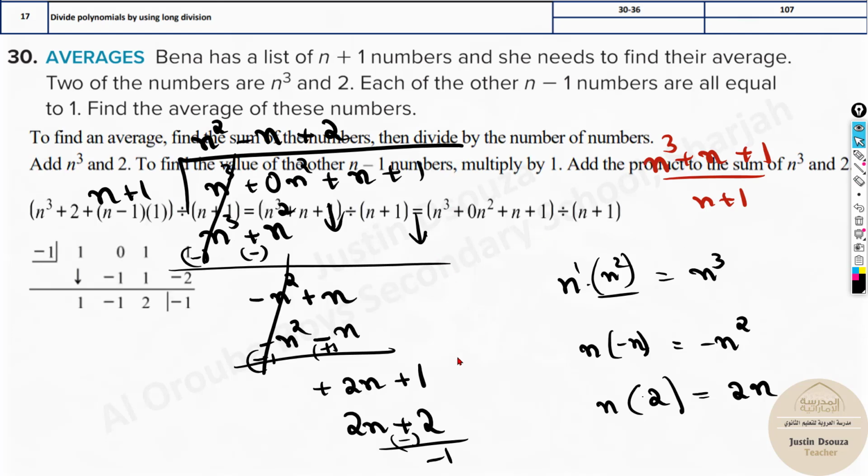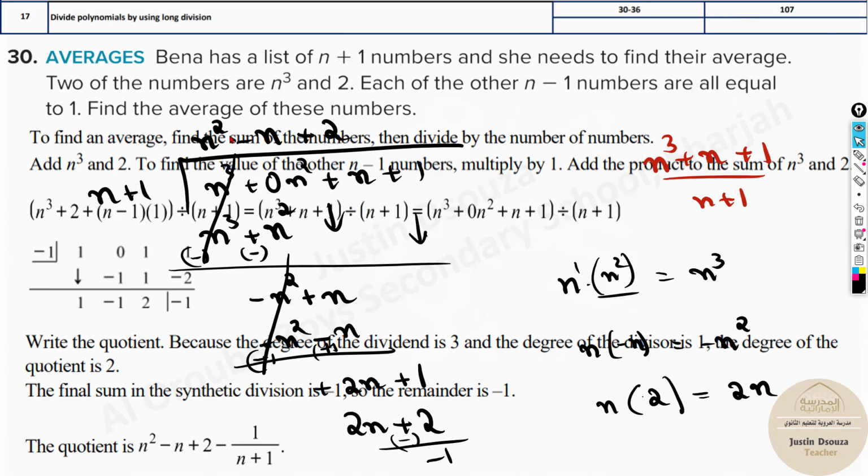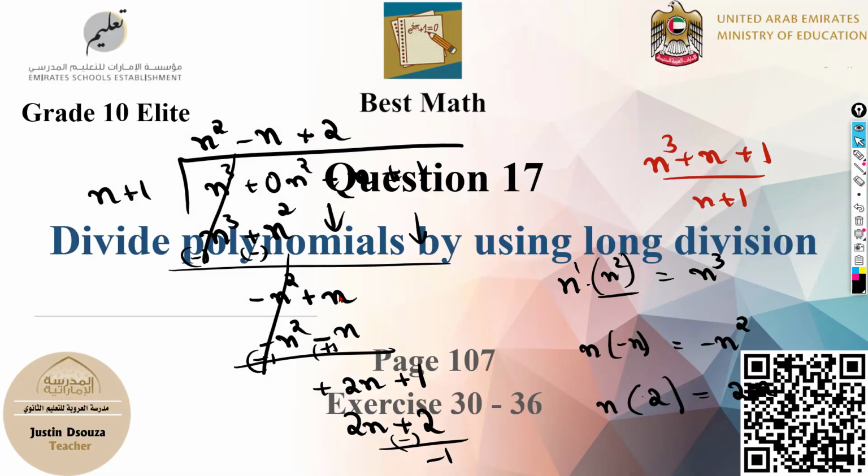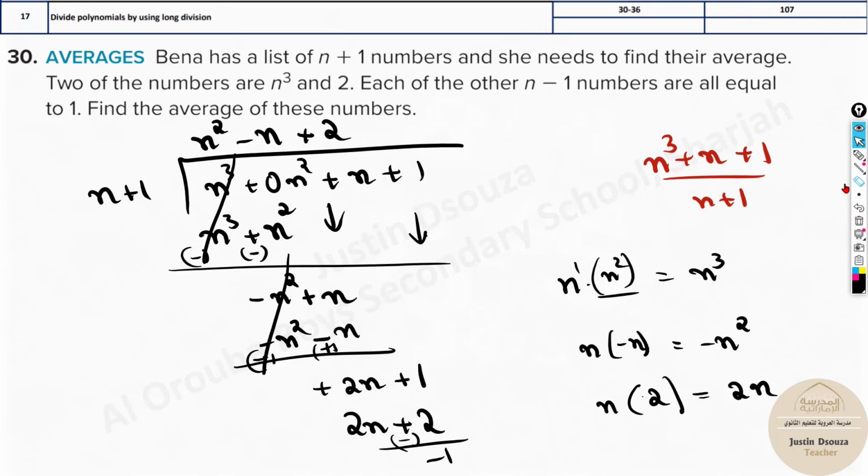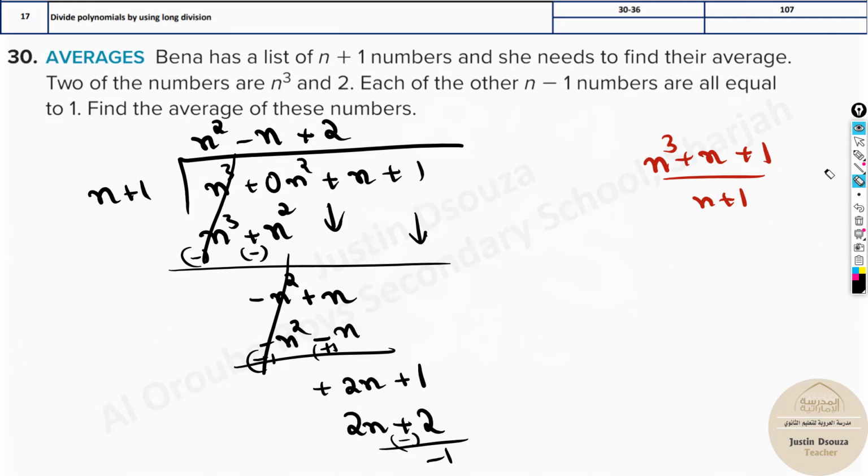Now, whichever method you do, the ultimate answer will be the same. N squared minus n plus 2, and this minus 1 remainder, always remember how to write this. I'll just erase this part here, and I will write the remainder. It's very important to write the remainder like that only. The answer by long division over here is n squared minus n plus 2. But this remainder is also a part of the answer.